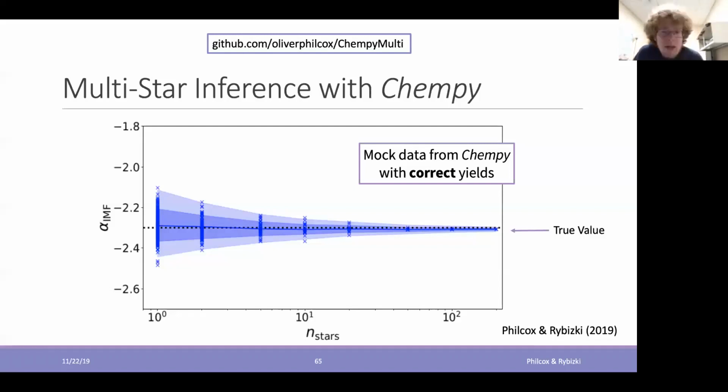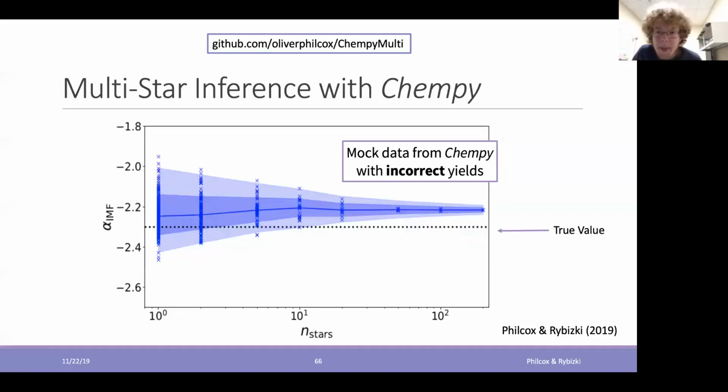Okay, so let's analyze the second data set. This is the mock data from Chempy, this time with incorrect yields. So we use one set of chemical yields to make the data and a completely different one to analyze them. These contain none of the same yields.